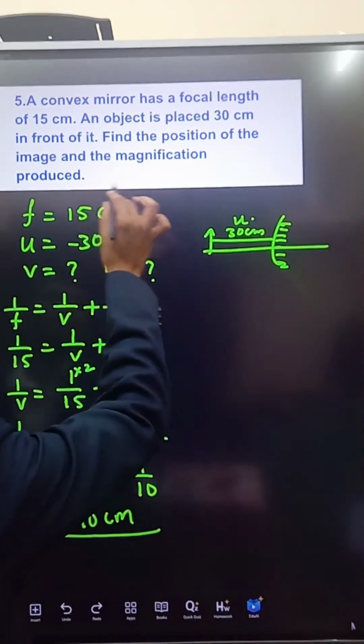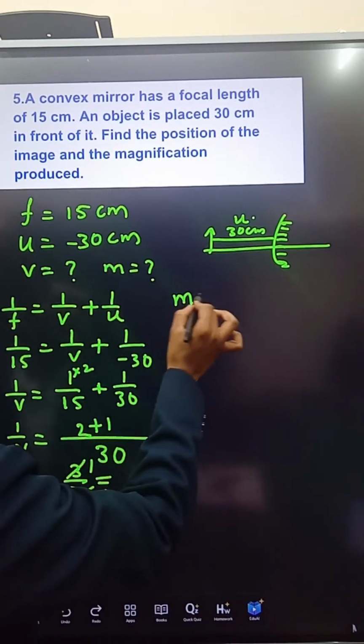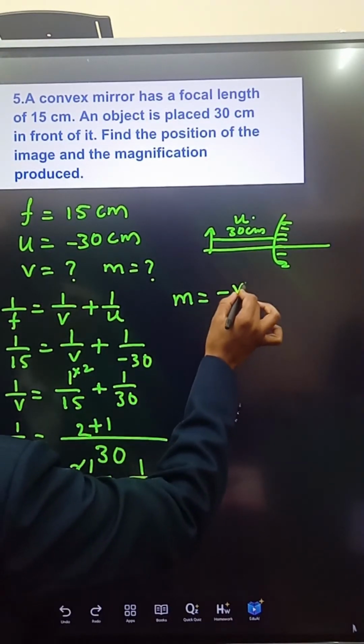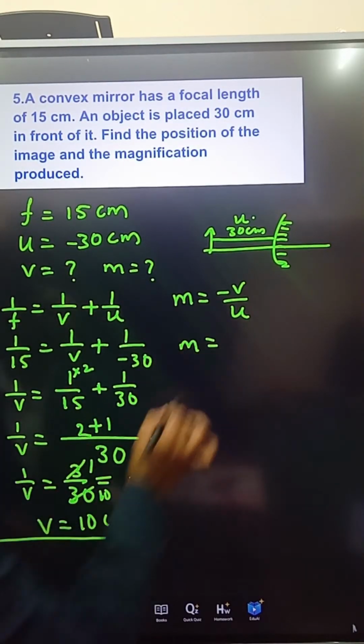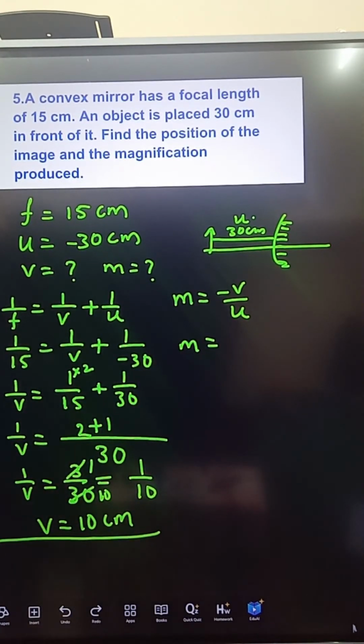That is what they have asked: magnification. Magnification is minus v by u. At least you try this and solve it. Just try it. Yes, sir, because of sign, I made a mistake. Yes, that is what I'm saying, you have to be very careful here. Sign convention, you have to be very careful. If you go wrong there, the entire sum will be wrong. Yes, you try it now.